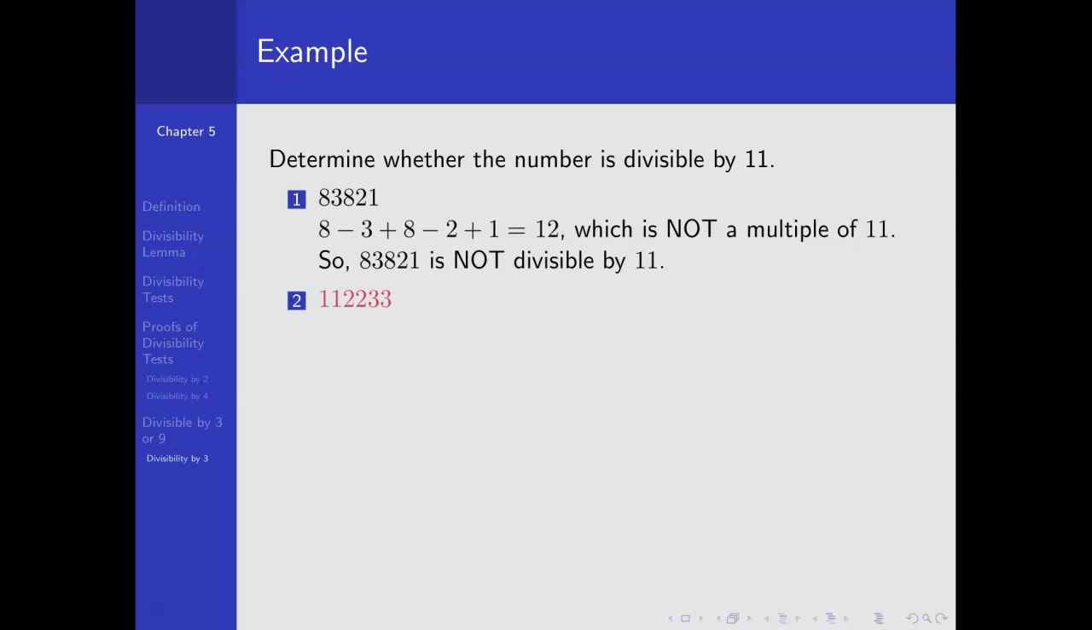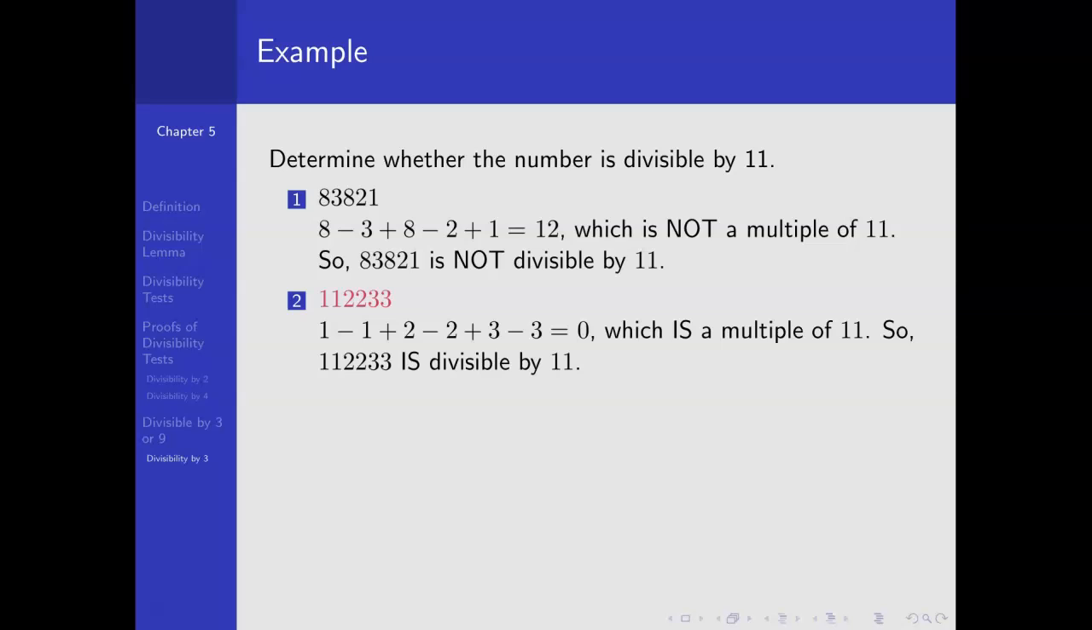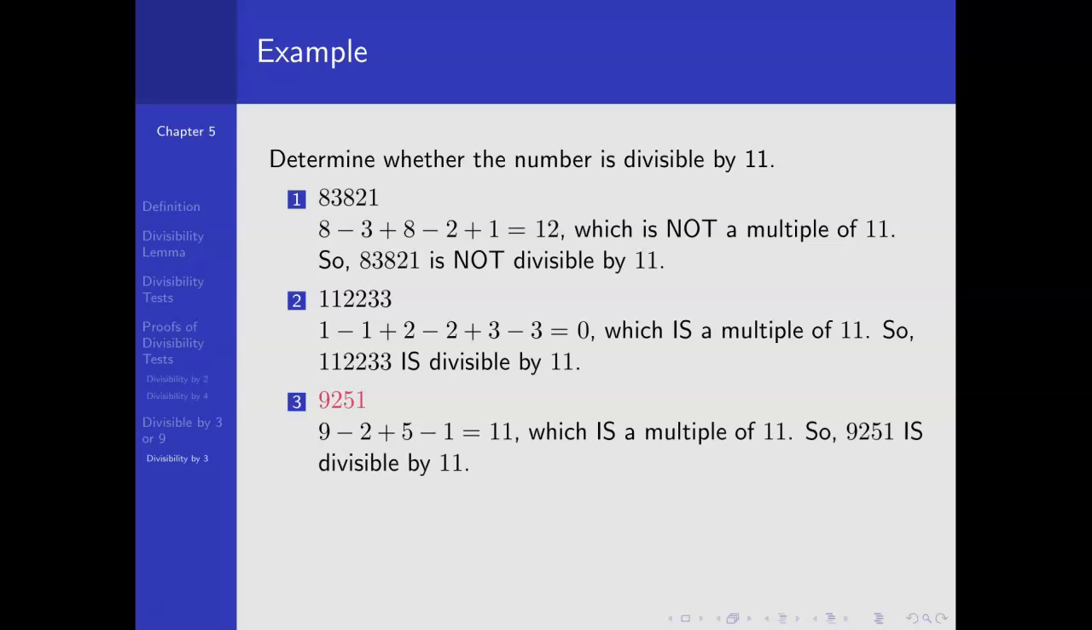Next example, 112233. So we're going to have 1 minus 1 plus 2 minus 2 plus 3 minus 3, which gives us 0, which is a multiple of 11. It's 11 multiplied by 0. So 112233 is divisible by 11. 9251. We're going to have 9 minus 2 plus 5 minus 1. We compute that, and we get 11, which is a multiple of 11. So 9251 is divisible by 11.